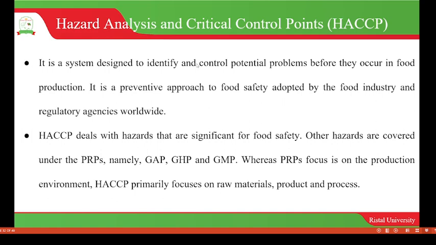So, in other words, we can define hazard analysis and critical control point as a system designed to identify, evaluate, and control potential hazards before they occur in food production. And this system is mainly applied to ensure that the food products which are being produced meet the standards in terms of food safety management. This system is a preventive approach to food safety adopted by food industries and regulatory agencies across the globe because of its effectiveness. And it mainly deals with hazards that are significant for food safety.